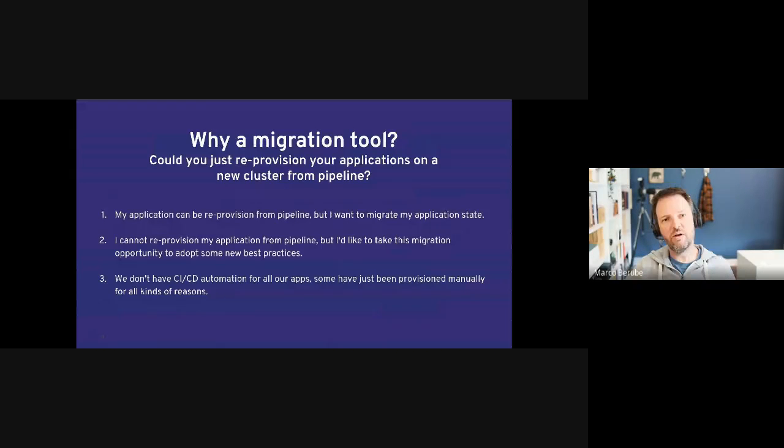Okay, so I wanted to start with why we need a migration tool in the first place. Could we just reprovision our application from pipeline? We see all kinds of maturity levels with customers. As an example, if today you're a customer that can reprovision your application from pipeline and don't have state, you actually don't need any migration tool at all.